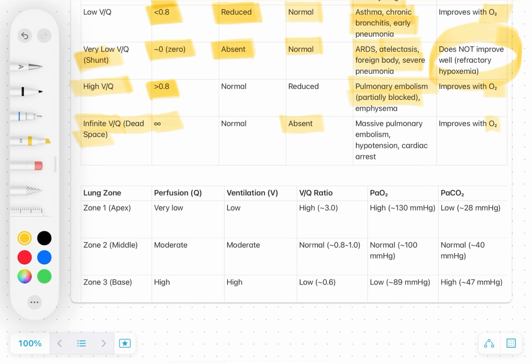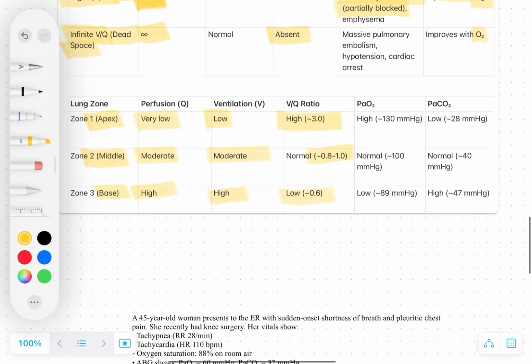Coming to zone 1, the apex, we know there will be low ventilation and low perfusion, but the perfusion is very low compared to the ventilation, so a high V by Q ratio. Zone 2 has moderate ventilation and moderate perfusion, so the V by Q ratio is normal. At the base, there will be very high perfusion and also high ventilation. Since the denominator is very high, the V by Q ratio is 0.6.